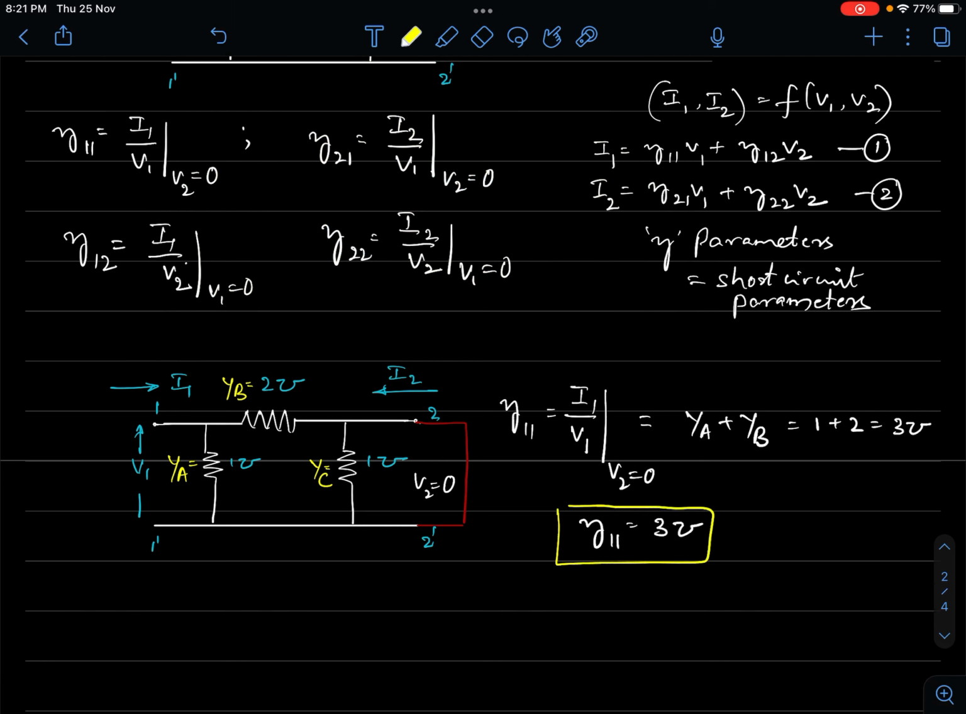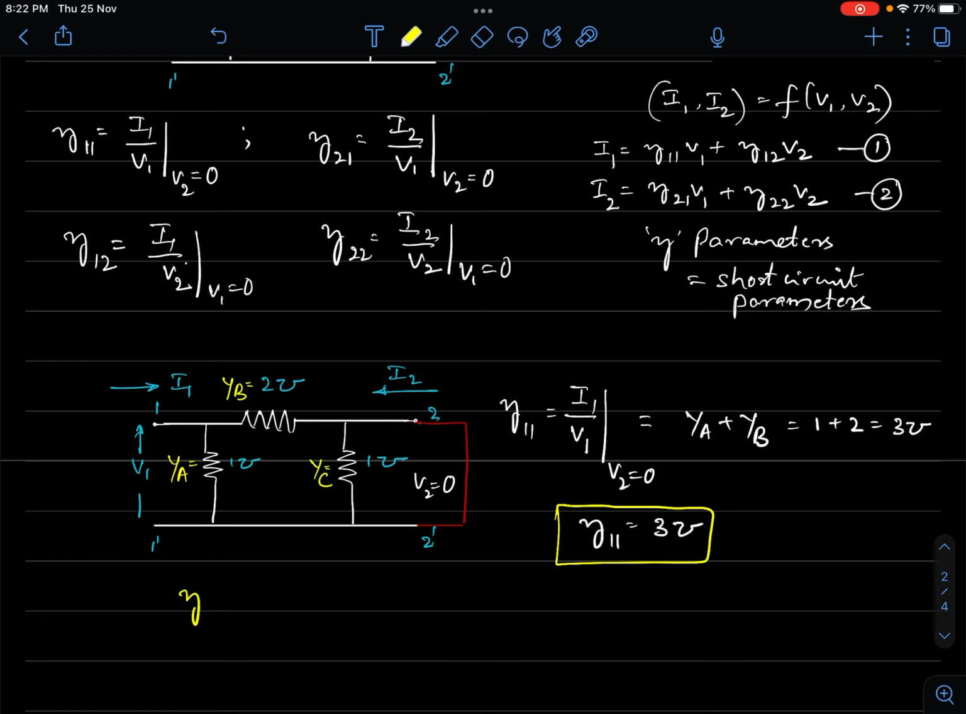We will try to find out the relationship for y21. We will try to determine y21. What is y21? At the same condition, that is V2 equal to 0, or short circuiting the output port, I2 to V1 will give me y21. So it is proper to determine y21. It is easy to determine y21 right now in this situation.